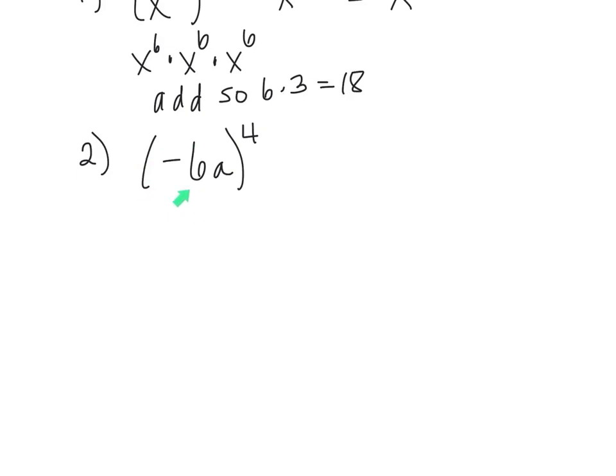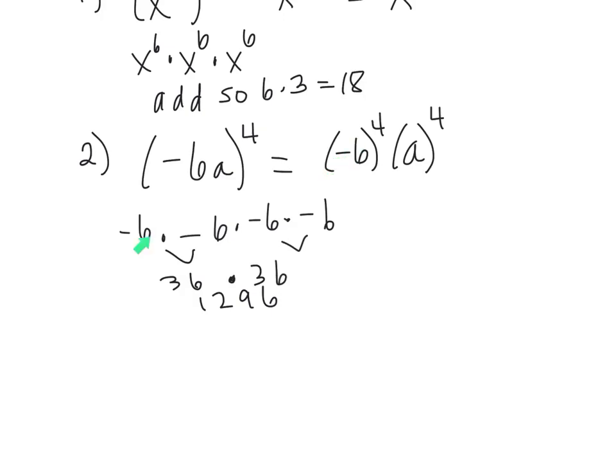Here we are looking at a problem with a single term on the inside, negative 6a, and a single power on the outside. This exponent on the outside applies to each part on the inside because we have a product. So we write the negative 6, which has to be in parentheses because it's inside the parentheses here, to the 4th power, and the a goes to the 4th power. And we need to work this out here. You can use your calculator with the exponent key, but I will show it longhand.